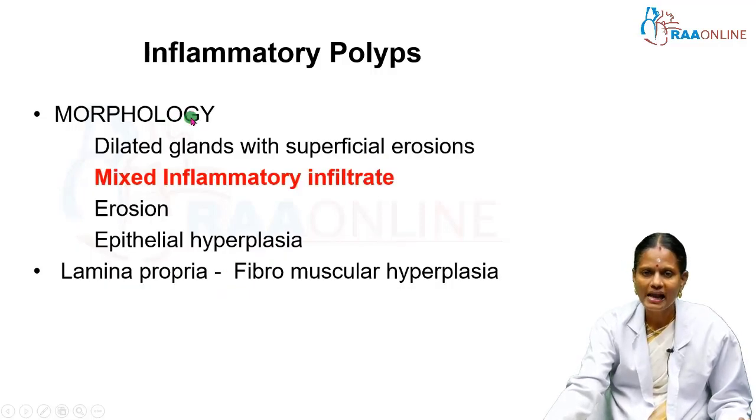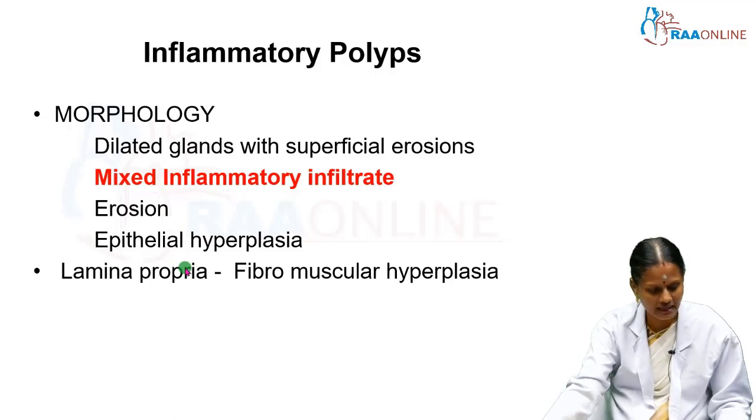By morphology, the inflammatory polyps exhibit dilated glands with superficial erosions because of injury, and as the name explains, there is an increased number of mixed inflammatory infiltrate. Erosion is there in the mucosa, and epithelial hyperplasia because of healing of the injured region. The lamina propria can also exhibit fibromuscular hyperplasia because of recurrent episodes of injury and healing.